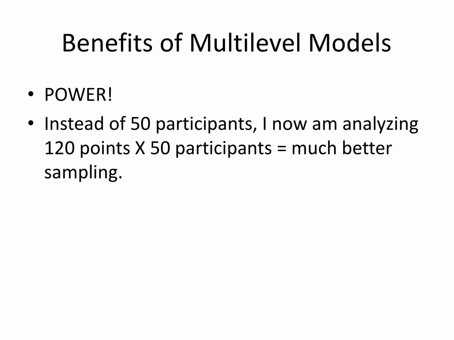And then to me, the biggest draw, other than handling correlated error, stupid washing machine is so loud, and dealing with missing data, is power. So instead of only 50 participants with 1 data point each, I'm now analyzing 120 points times 50 participants. And that gives me much better sampling.